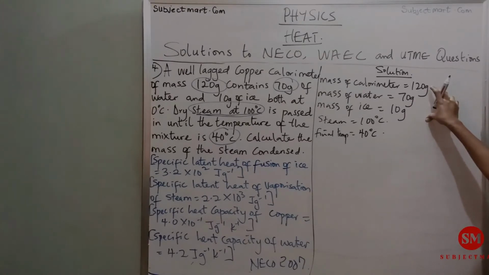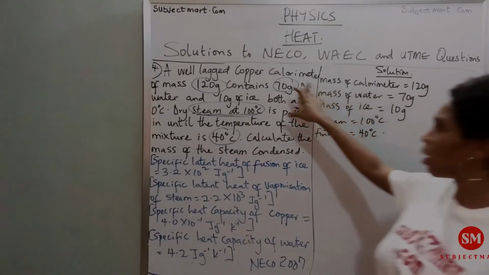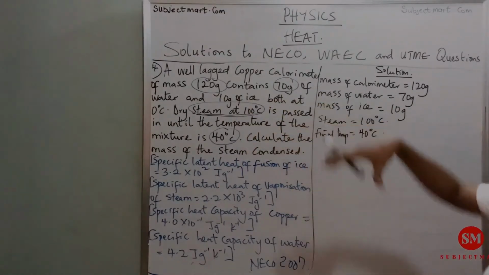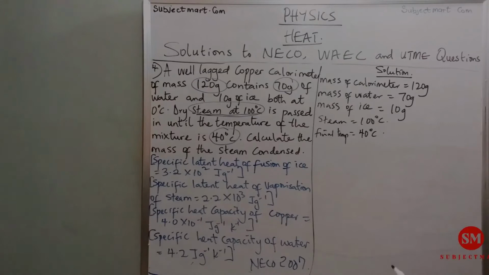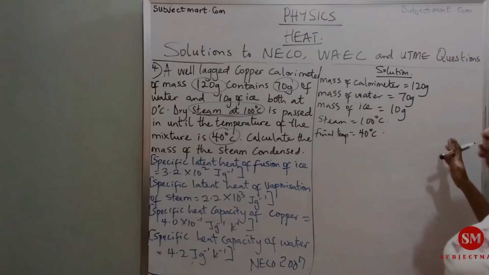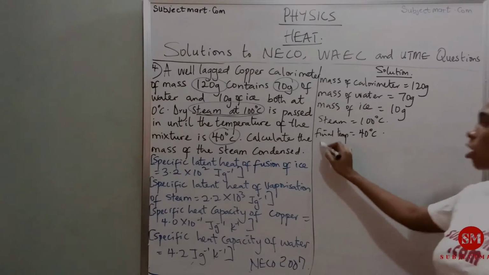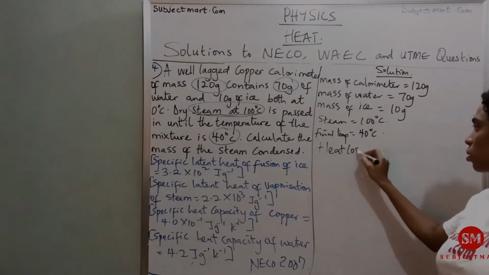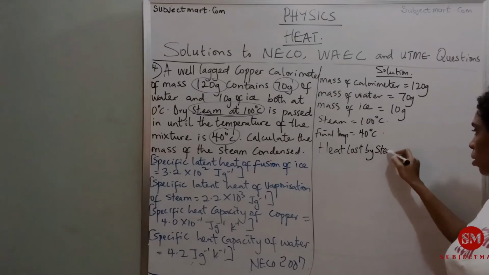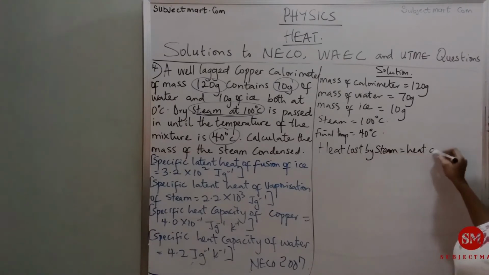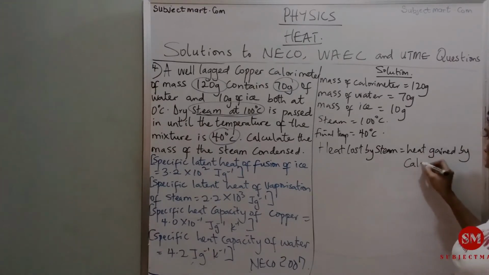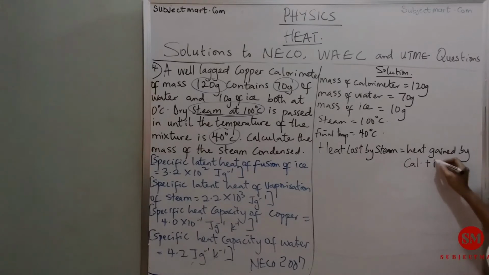So if you look at this question very well, it said a calorimeter contains water and ice at 0 degrees C. Then steam was passed into it. So the heat lost by the steam is equal to heat gained by the calorimeter, and heat gained by ice, and heat gained by the water.